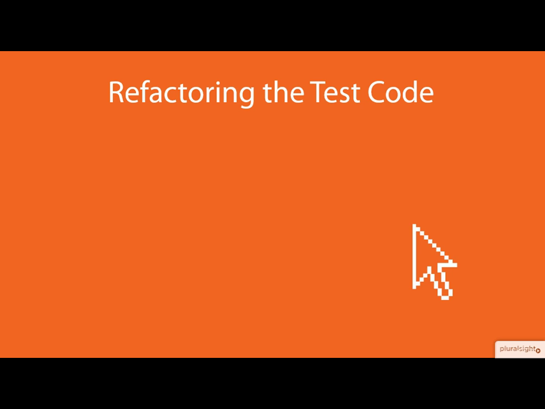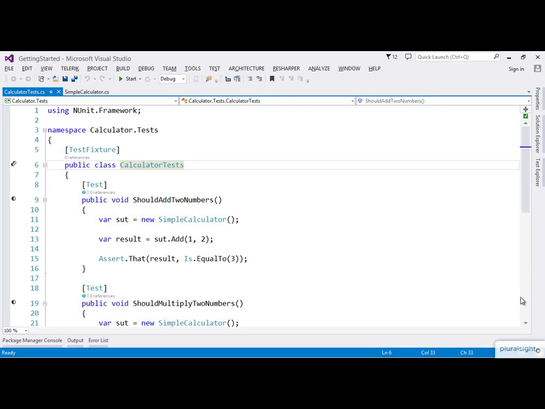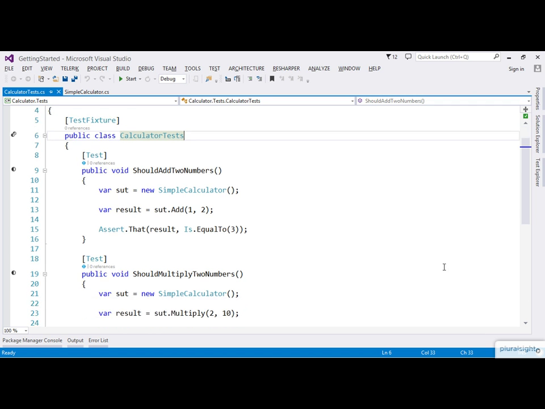So sometimes it's easy to get carried away writing tests without paying attention to the quality of the test code that we're writing. So let's go and evaluate the test that we've just written. There's a number of things that we could look at here. We've got a bit of duplication creeping in.